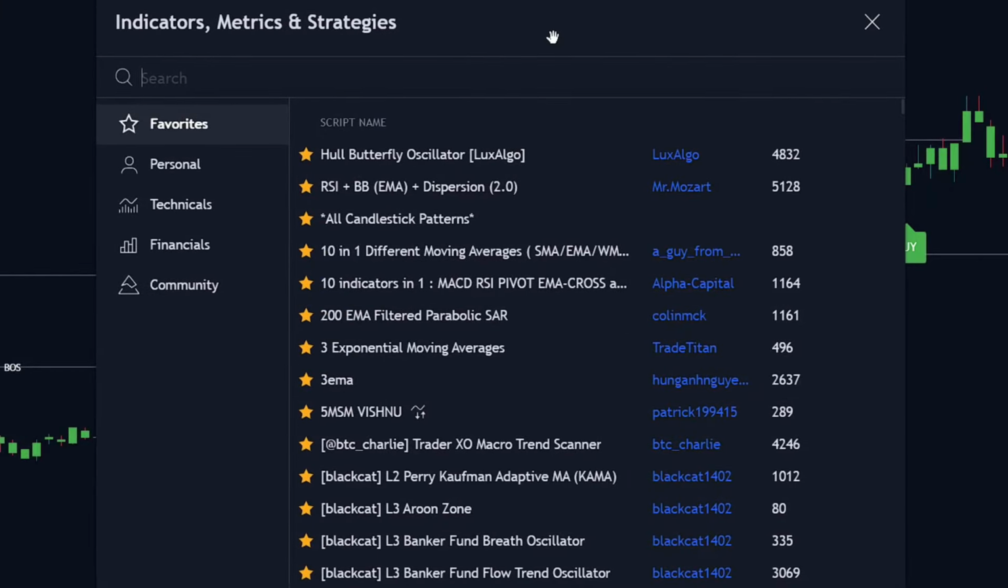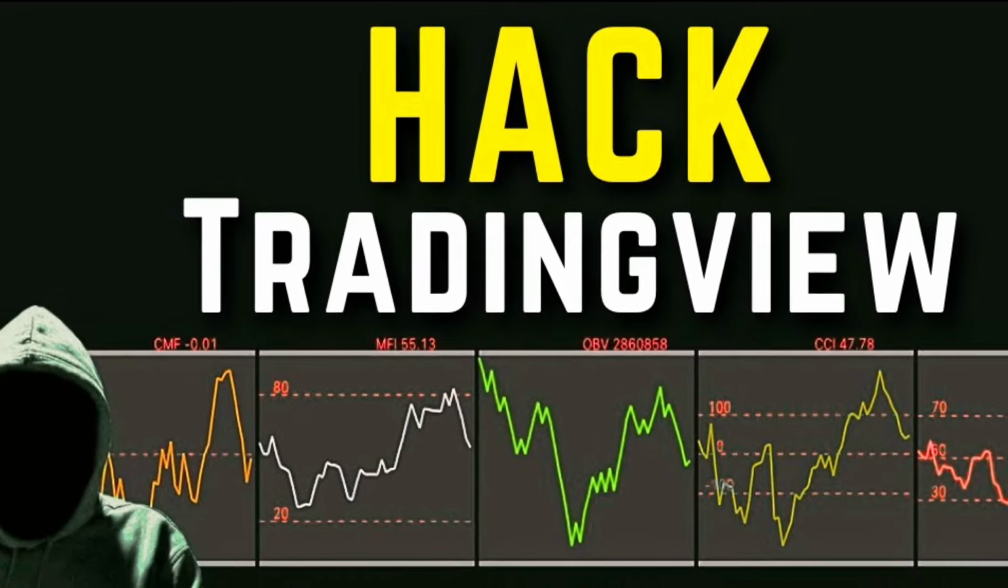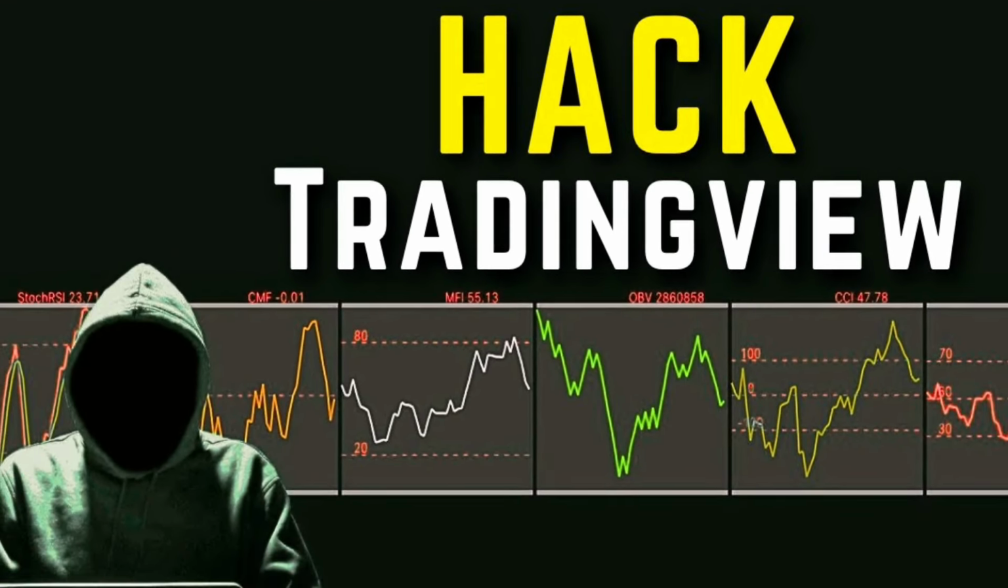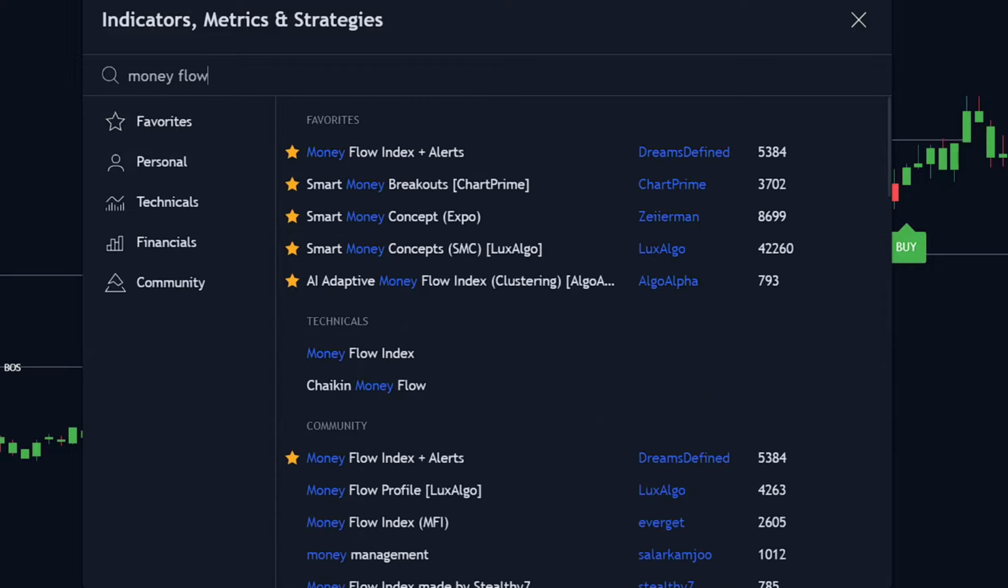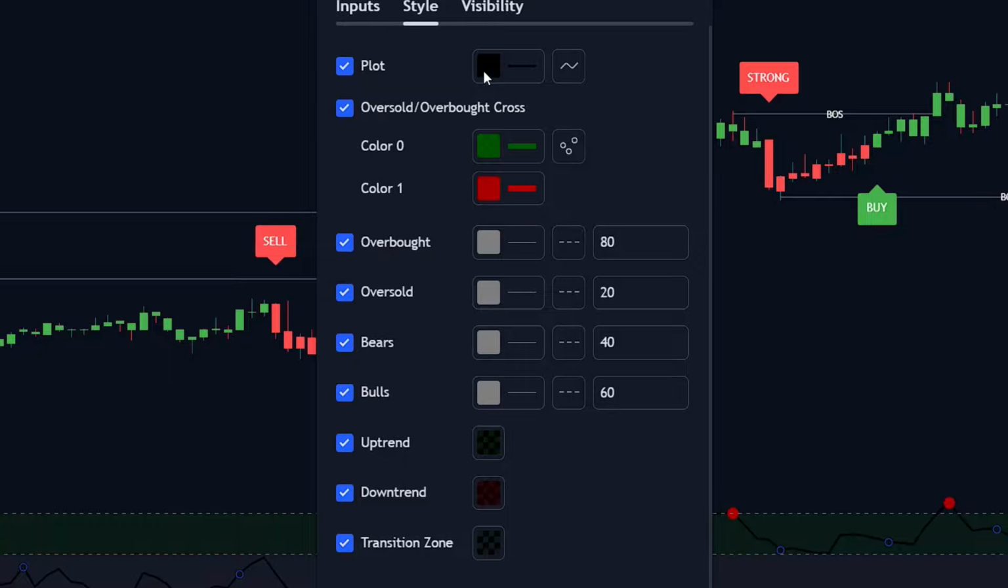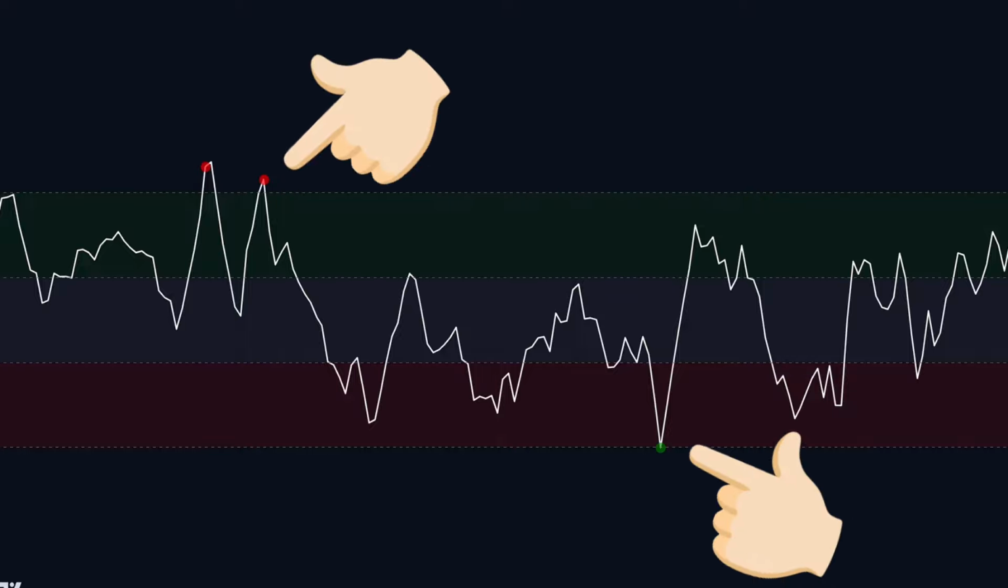We also need a third indicator, but fear not, I'll leave a suggested video box by the end of the video to show you how to use more than two indicators on TradingView's free plan. So to complete the setup, we need to add the money flow index. Adjust the visibility of the line by changing its color in the style section of the settings. This indicator identifies when the market is overbought or oversold. When the white line enters the green zone, the market is overbought. When it enters the red zone, it's oversold.